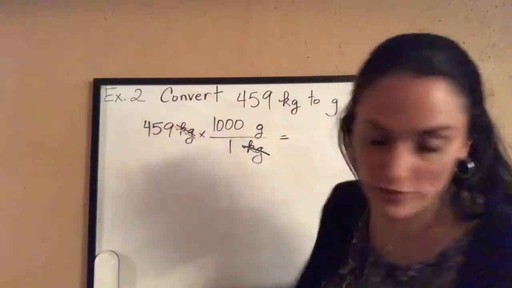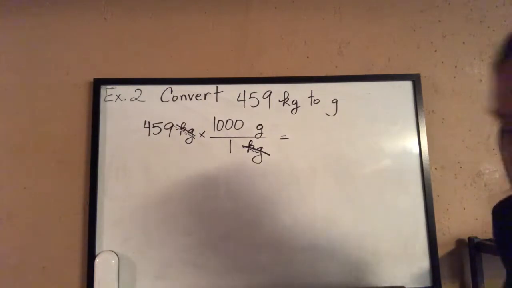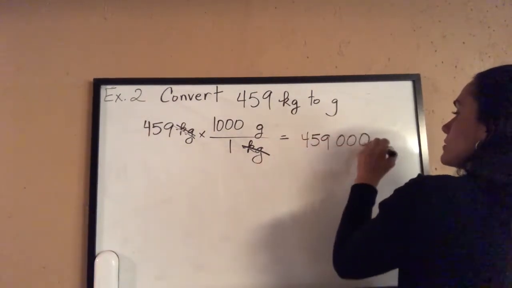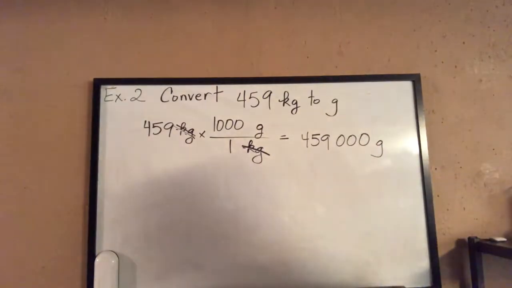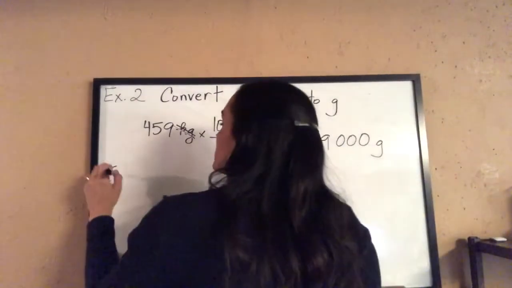The math is simply 459 times 1,000 to give you 459,000 grams. Okay. Let's do another one.